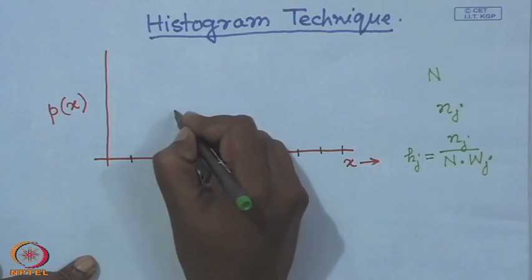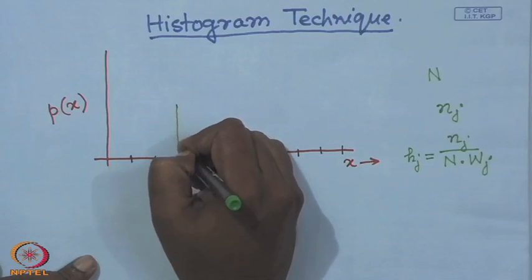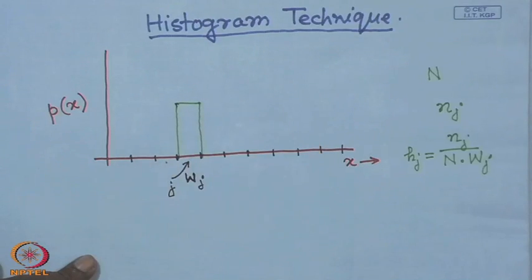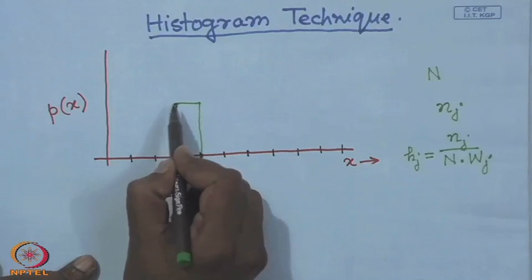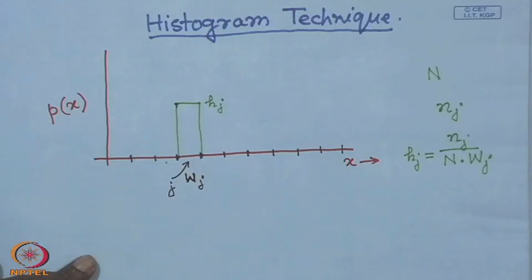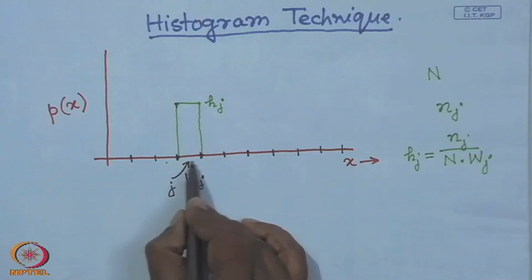So, I will have a situation something like this. I have a rectangular bar placed over this, where the height of this rectangular bar will be h j, which actually represents the probability that x will have a sample value within this jth interval w j.